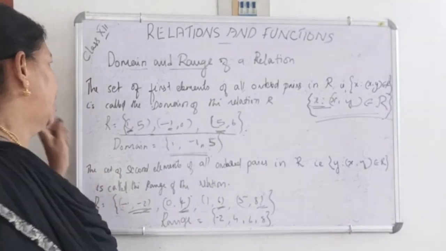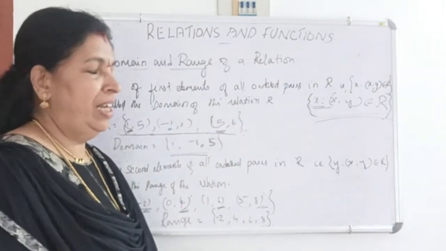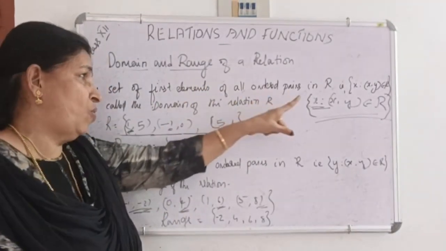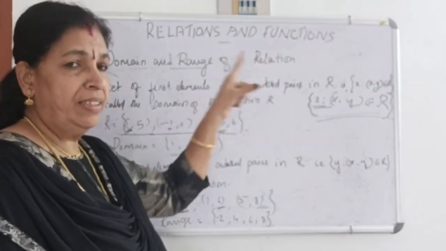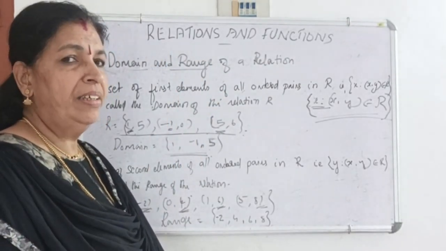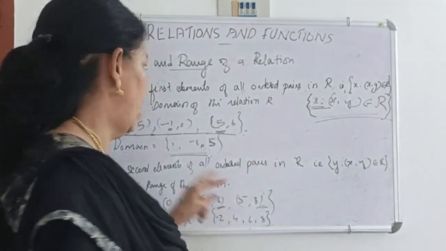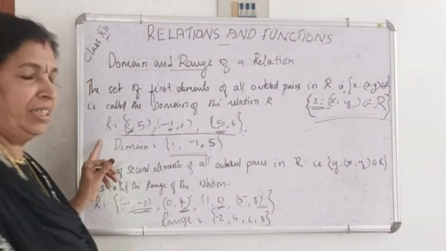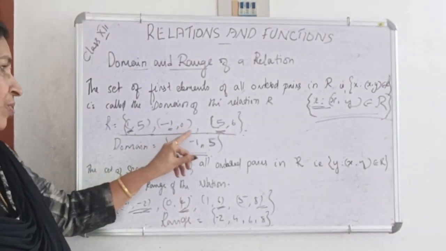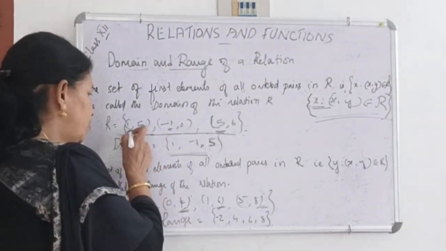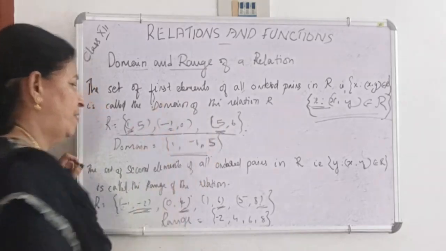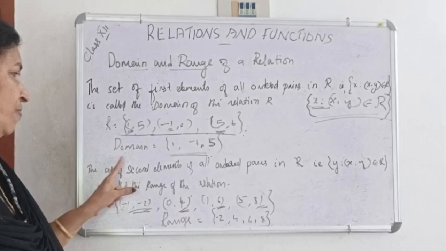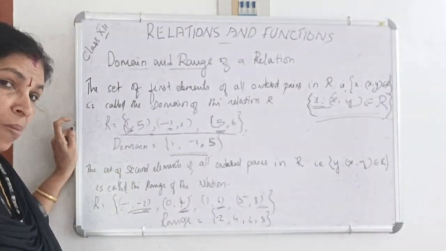In brief, domain and range of a relation. What do you mean by domain and range of a relation? The set of first elements of all ordered pairs in R, that is, the set of X such that ordered pair (X, Y) is an element of R, is called the domain of that relation R. That is, consider a relation with ordered pairs (1, 5), (-1, 0), (5, 6). First elements means 1, -1, 5. That is, here the domain is {1, -1, 5}. The set of first elements of these ordered pairs is called the domain of that relation.